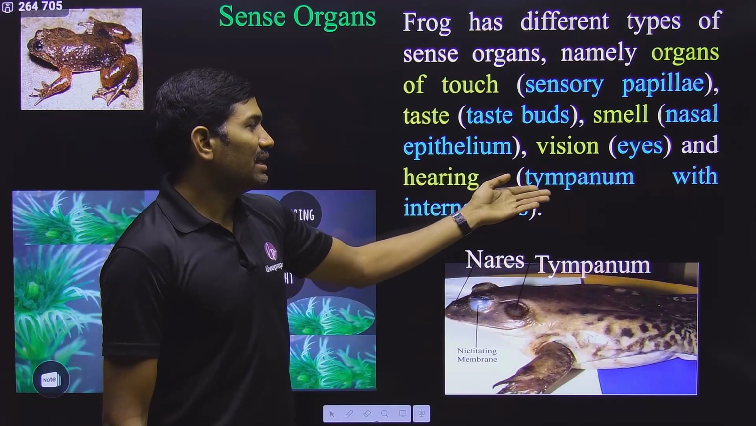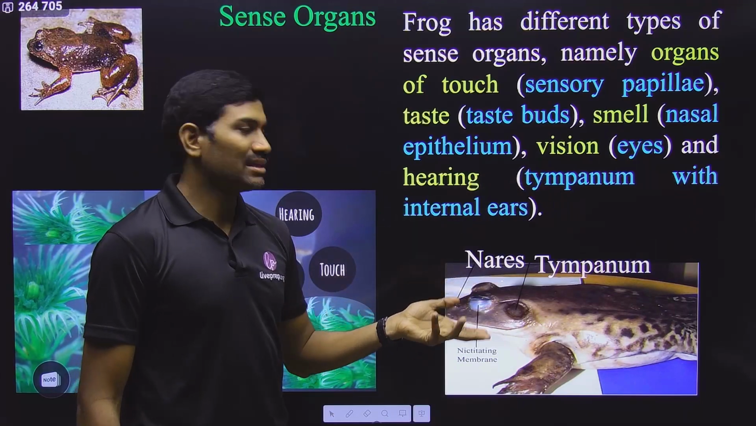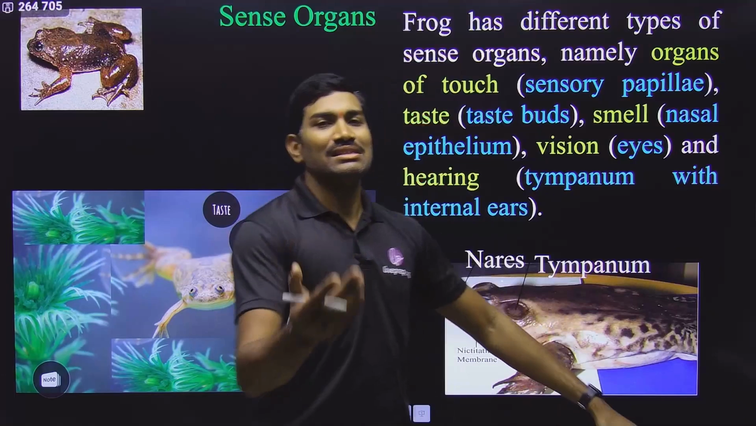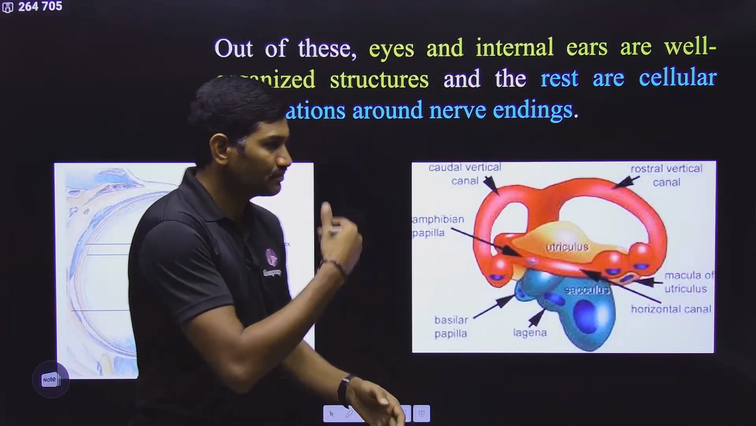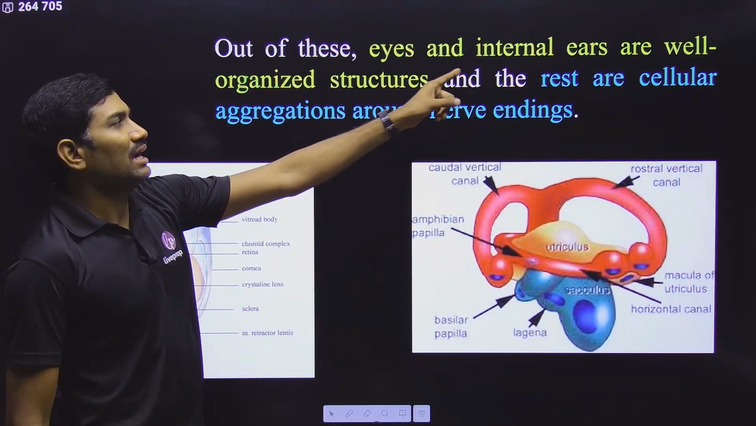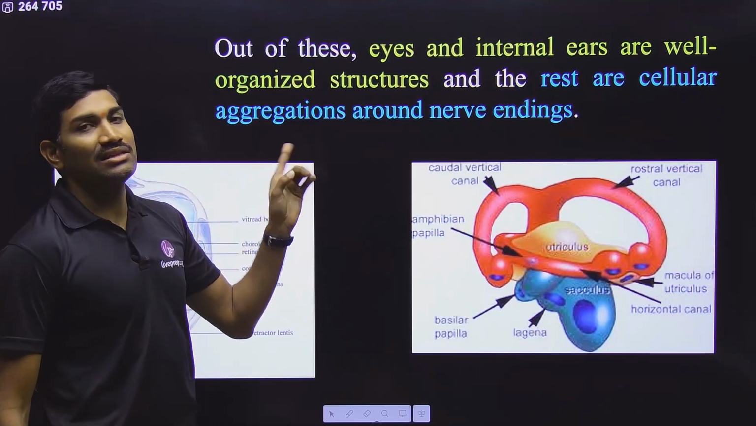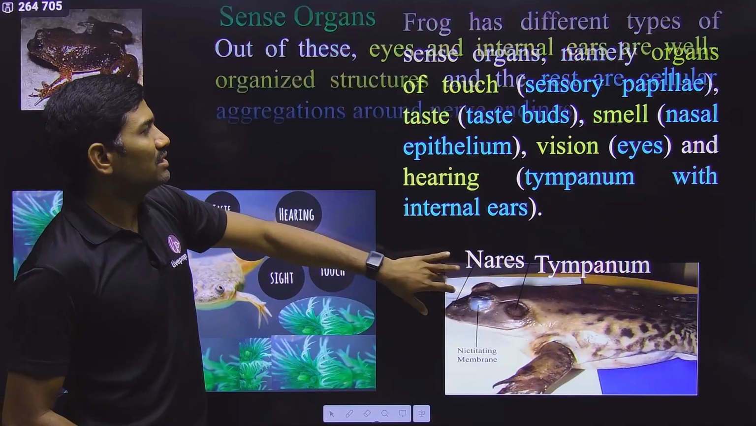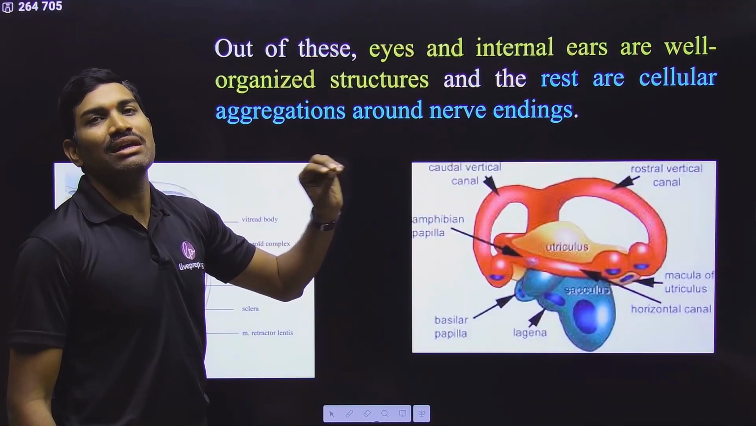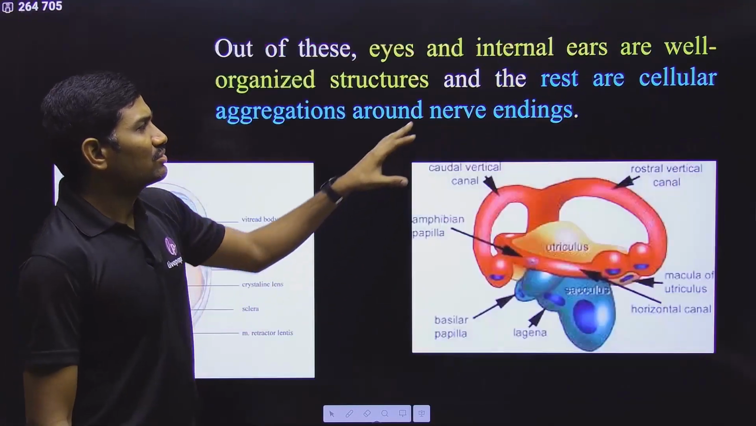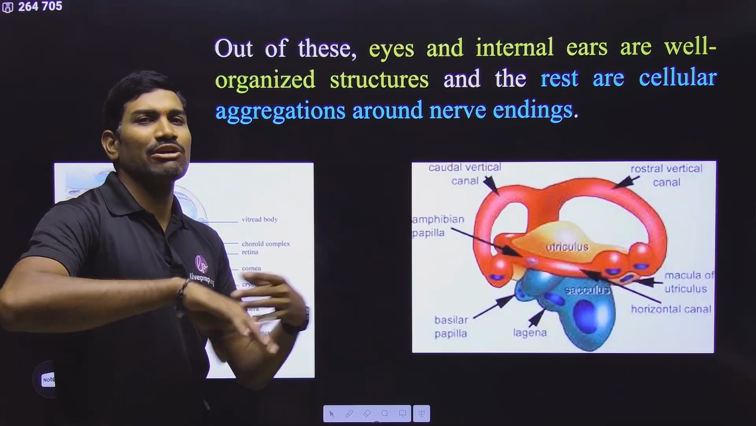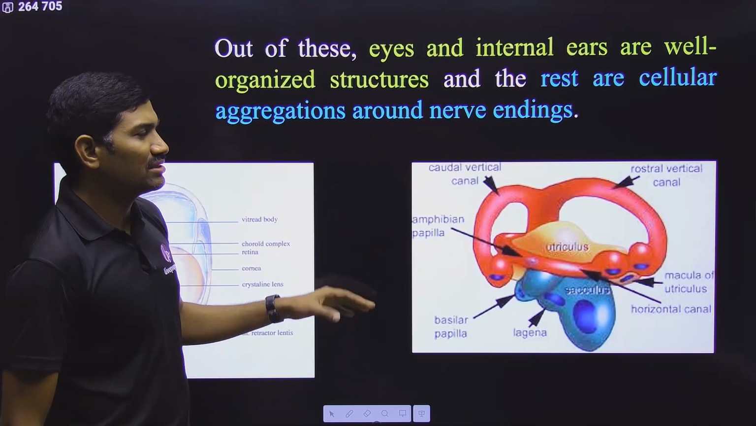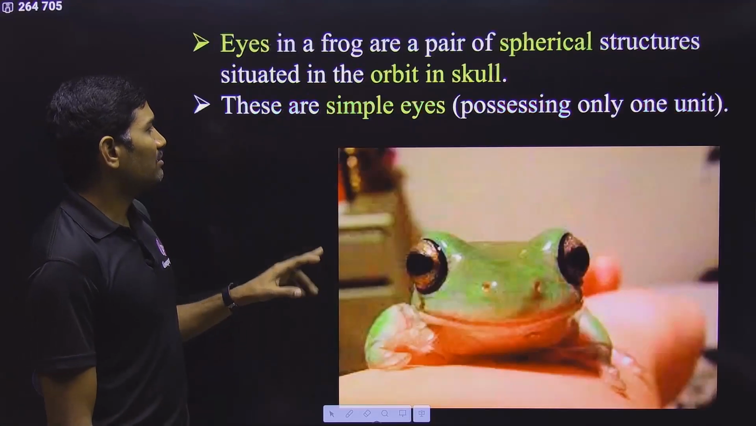Okay, next one, for hearing, what is present? Tympanum is present and internal ears are present. Is it clear? So in this way there are different sense organs present in the frog. Next one, out of these, eyes and internal ears are very well organized structures. If you compare with the human, among all these things, eyes and internal ears are well developed, but for the remaining ones, it is actually like a cellular aggregation around these receptors or nerve endings. Likewise this arrangement is there because they are not yet developed, right? That's why they are present like that.